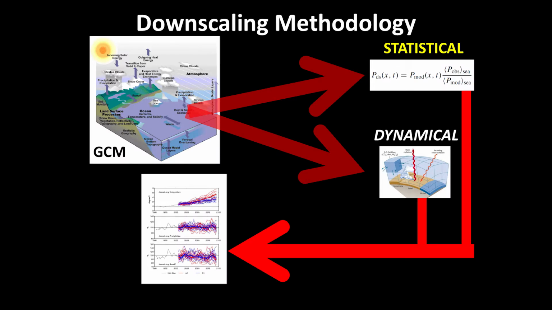Basically what we do is we take output from the global models. We can either pass them through generally linear statistical equations or through a limited area, usually weather forecast type model that is a dynamical model and has all sorts of feedbacks and stuff. And then from either of those methods we get spit out the wonderful spaghetti plots with all the data.